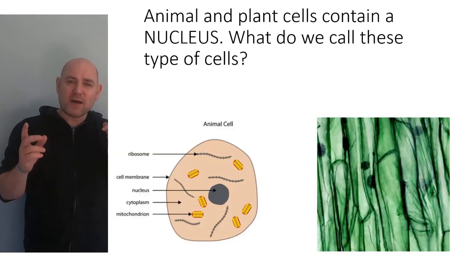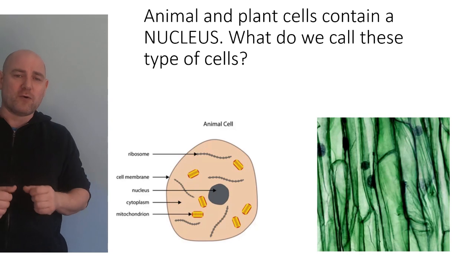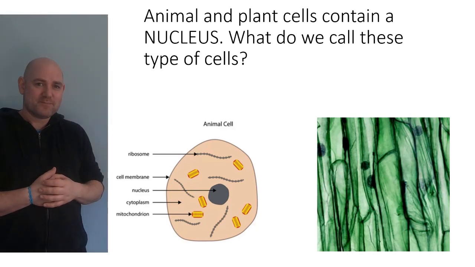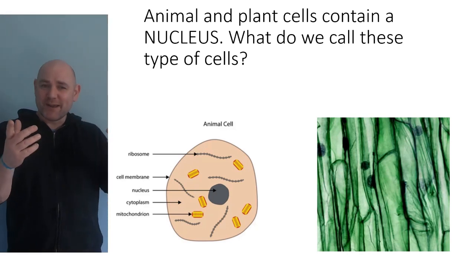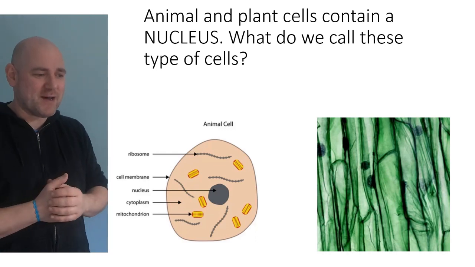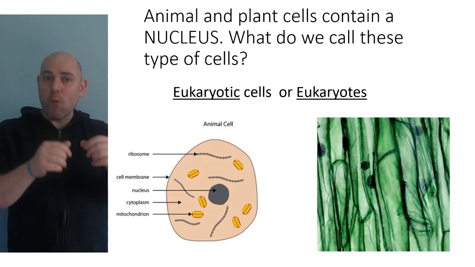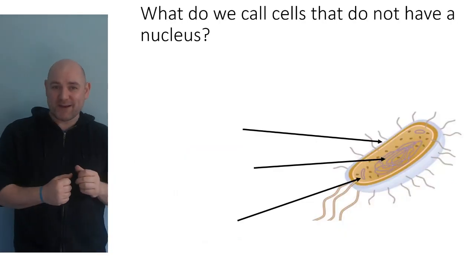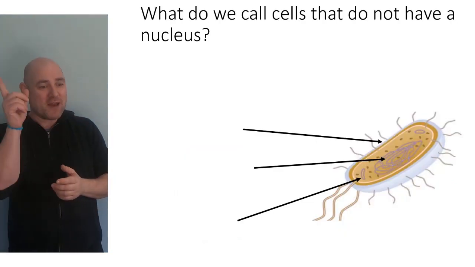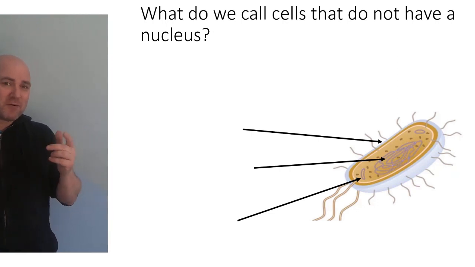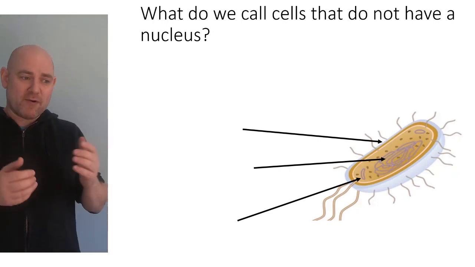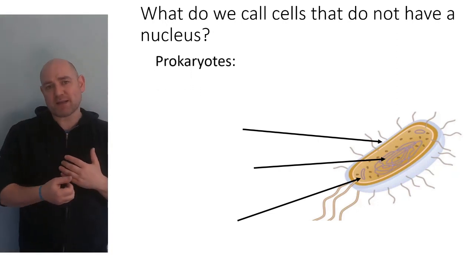Let's get on. Animal and plant cells contain a nucleus. What do we call those type of cells? You got it. Eukaryotes or eukaryotic cells. You can see here the plant cell was heavily stained. What do we call cells that don't have a nucleus? Pause the video, have a go. Prokaryotes or prokaryotic cells. These are simple cells such as bacteria.